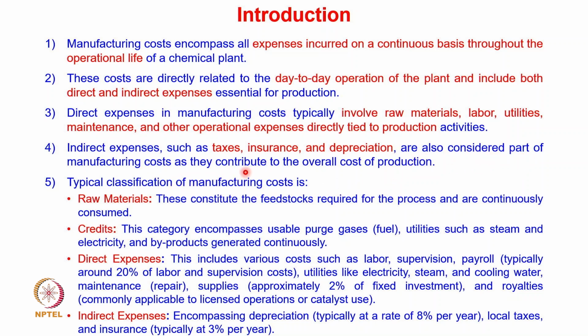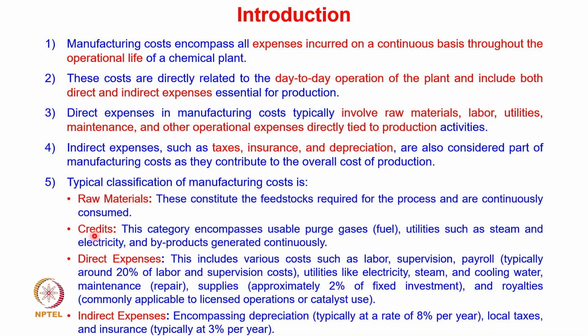So if you look at even these indirect expenses, these also contribute to the overall cost of production. Okay, so the typical classification of the manufacturing cost: raw material cost is the major cost. These constitute the feedstocks required for the process and are continuously consumed. So whatever raw materials are purchased, that cost is included in the raw material cost.